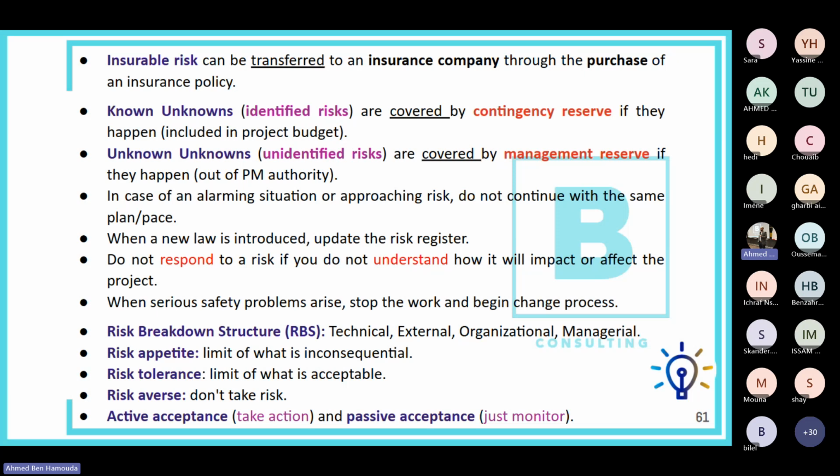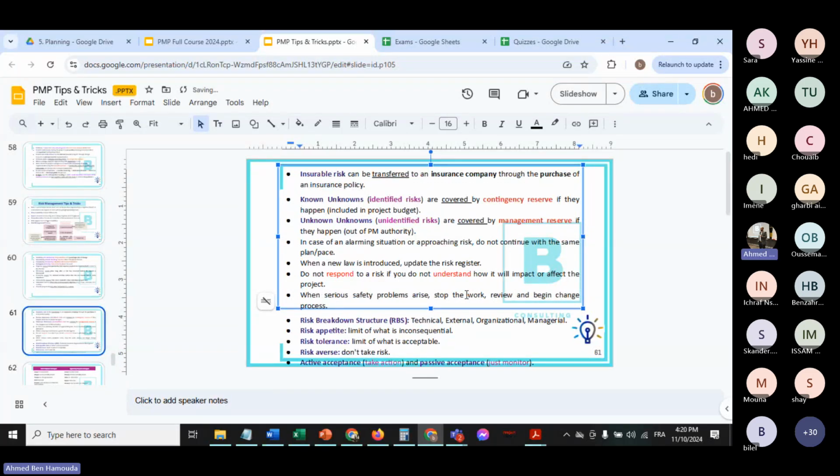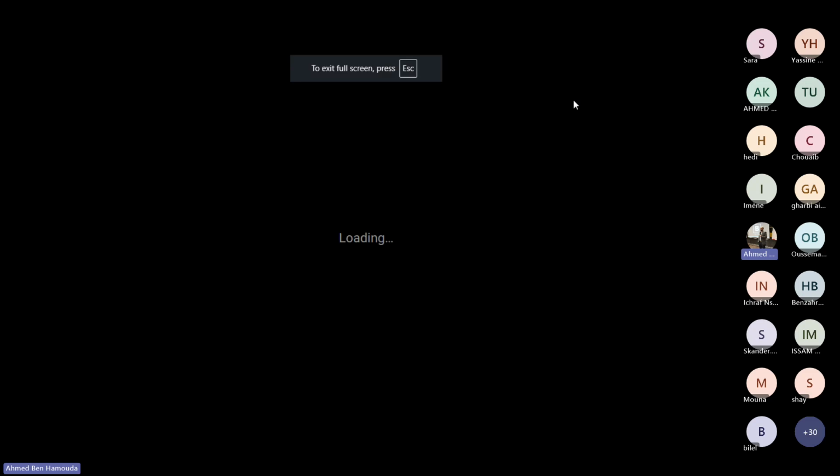Okay, let me put in: stop the work, or just review slash discuss with team slash stakeholders, and begin a change process.